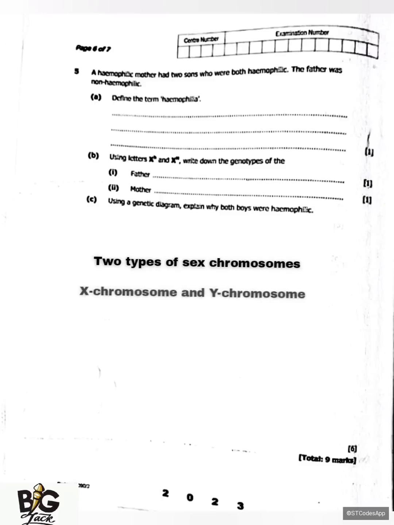Now on this part, there are two types of sex chromosomes. The first one is the X chromosome, and the last one is the Y chromosome. The difference between the X chromosome and the Y chromosome is that the X chromosome is longer than the Y chromosome.